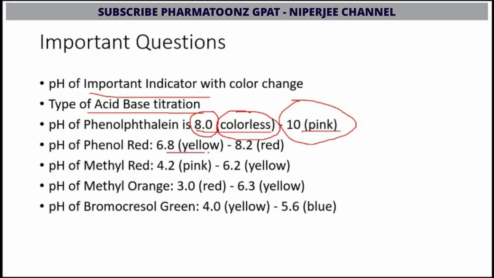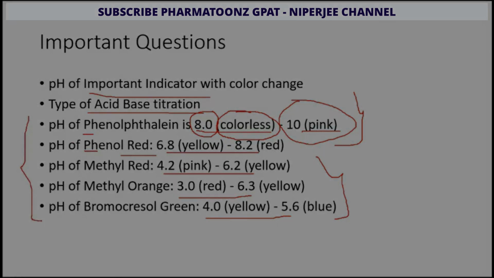In the same way, phenol red 6.8 to 8.2, methyl red 4.2 to 6.2, methyl orange 3 to 6.3, and bromocresol green 4 to 5.6. If you observe these, phenolphthalein and phenol red, those that start with P, their pH goes to the basic side, and all the others are on the acidic side. So you have to remember these five pH ranges. It is more important.